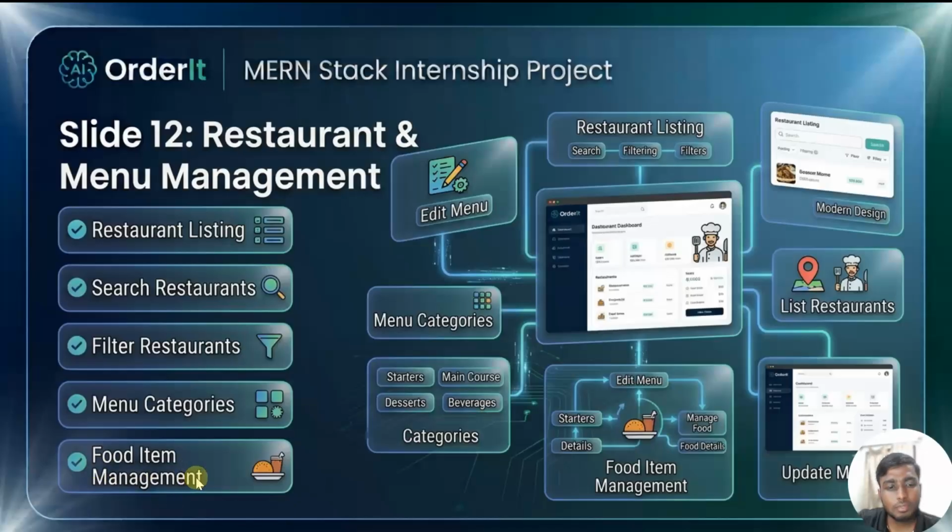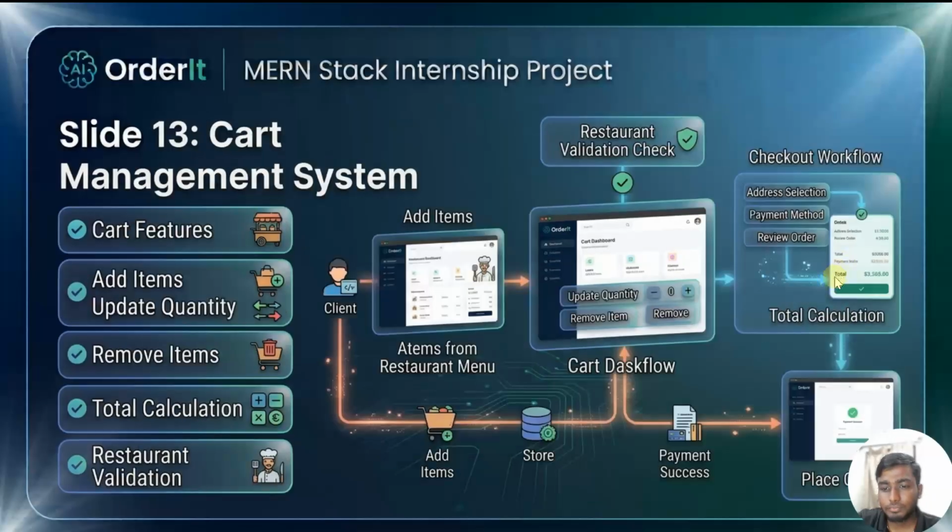And for food item management, we can manage the food by giving access to the particular restaurants. This is the workflow of restaurant and menu management: editing menu categories, like main course, starters, dessert, and beverages, editing the menu like starters, and managing food details like price, etc. And listing restaurants in a modern design, etc.